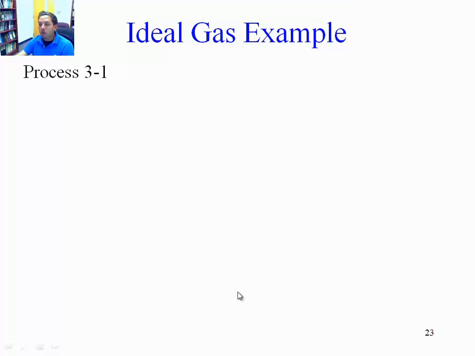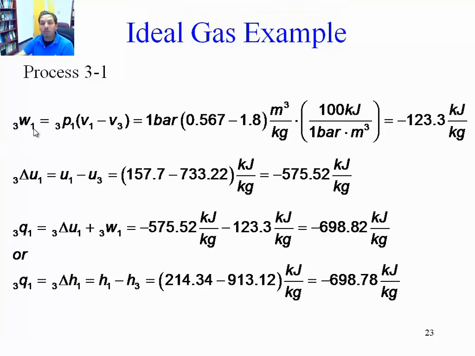Finally, the process from 3 to 1. This is the process that closes the loop. This is a process that goes back to state 1. This is an isobaric process. So the work is simply pressure times the change of volume. The pressure doesn't change, so it comes out of the integral. Every time you have an isobaric process, work is equal to P times delta V.